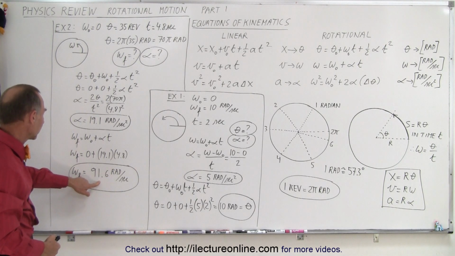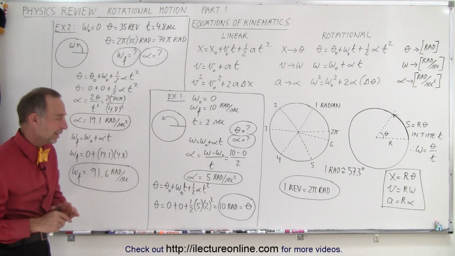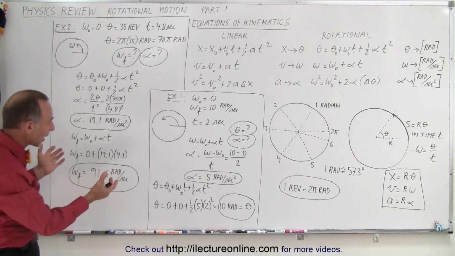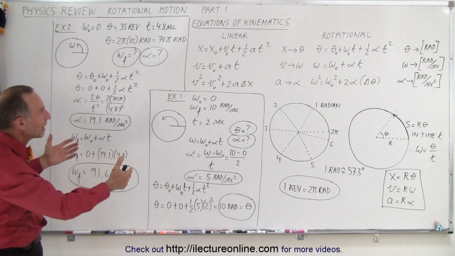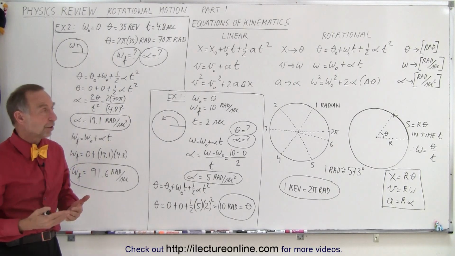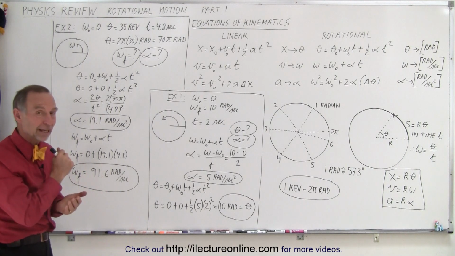Notice when we multiply, that's about right. 91.6 radians per second. For a moment there, I thought it might be wrong, but that's the right answer. So here are 2 simple examples to illustrate how we use the equations of kinematics for rotational motion. It's very similar to using the equations of kinematics for linear motion, and that is how it's done.